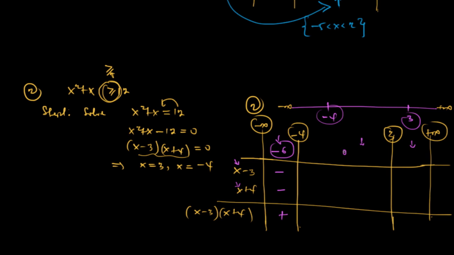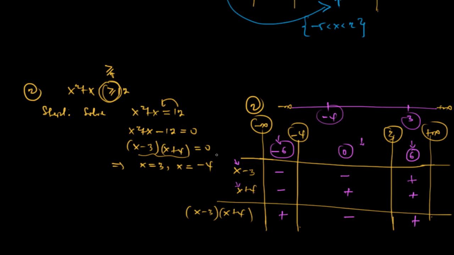Similarly here, you could pick 0 as a number between negative 4 and 3. Now 0 minus 3 is negative, and 0 plus 4 is positive, and then negative times positive is negative. And then here between 3 and infinity you can pick 6. When you substitute 6, 6 minus 3 is 3, which is positive. 6 plus 4 is 10, a positive number, and then the product is positive.